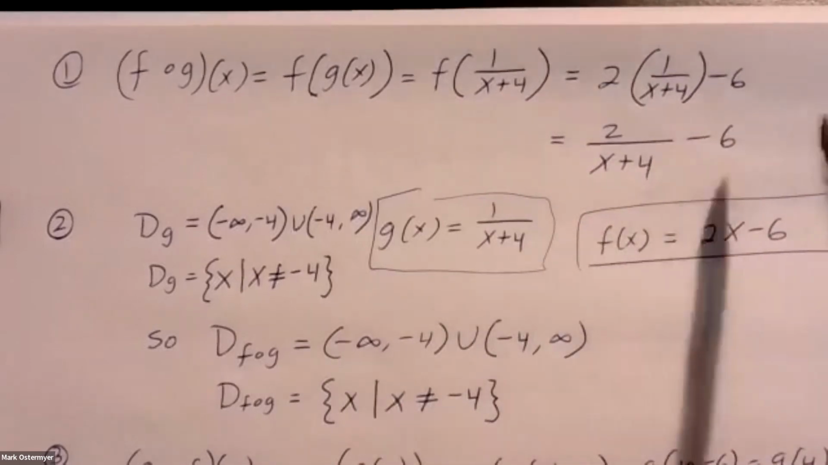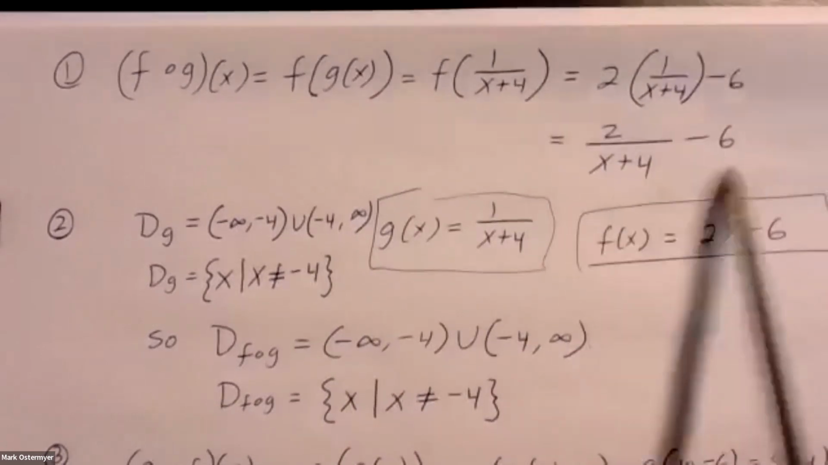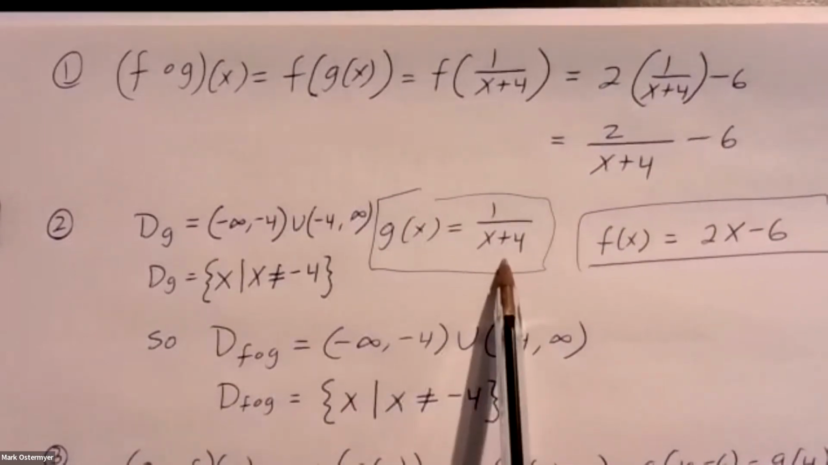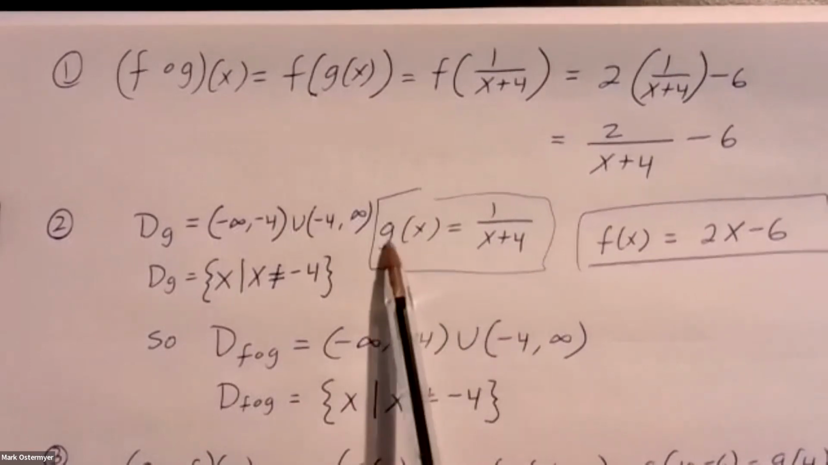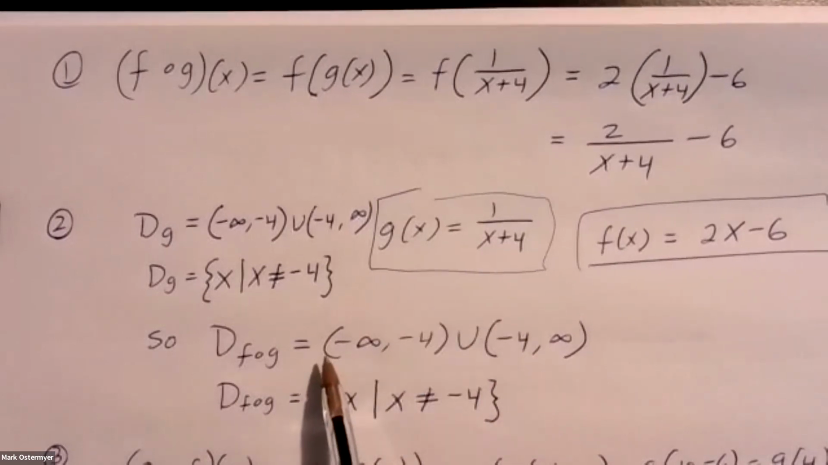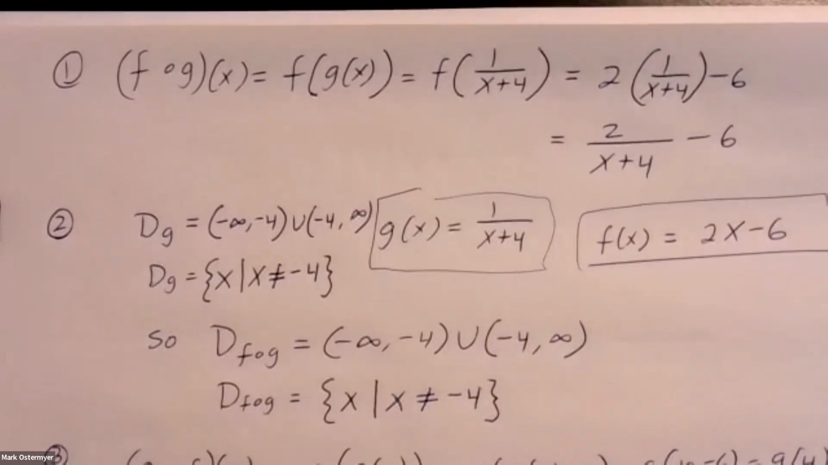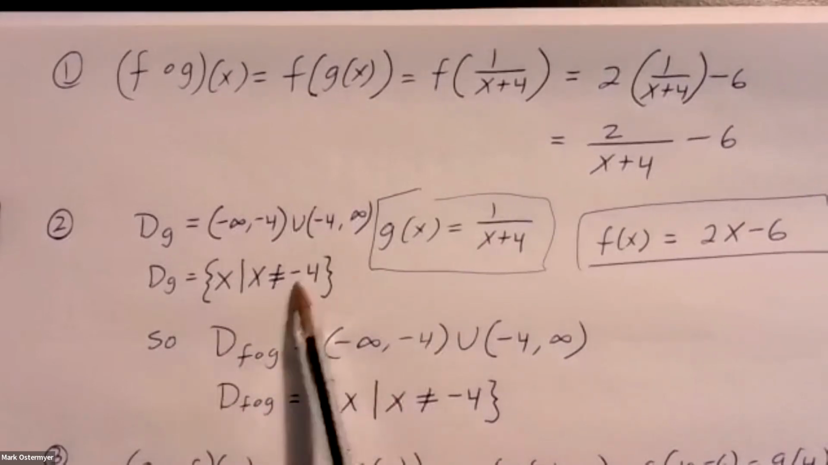You can just leave it like this. You could get a common denominator and combine this into one fraction if you wanted to, but you just leave it like that. Notice the domain of function G is all real numbers except -4. You cannot have -4 in the domain of this function G. You can represent it using interval or set notation. Now, -4 is the only number that obviously cannot be found in the domain of F composed with G, because -4 doesn't even make it past the domain of function G.